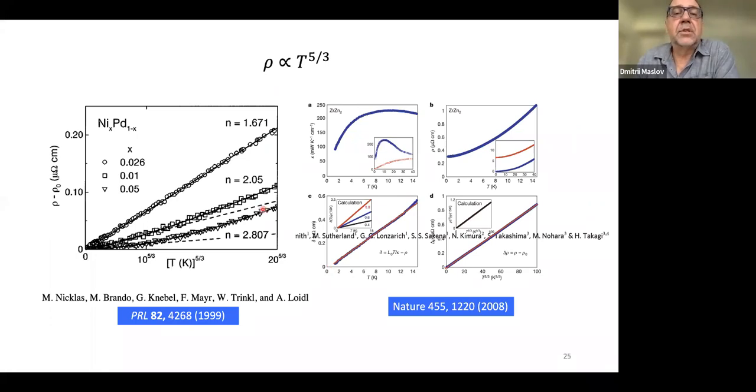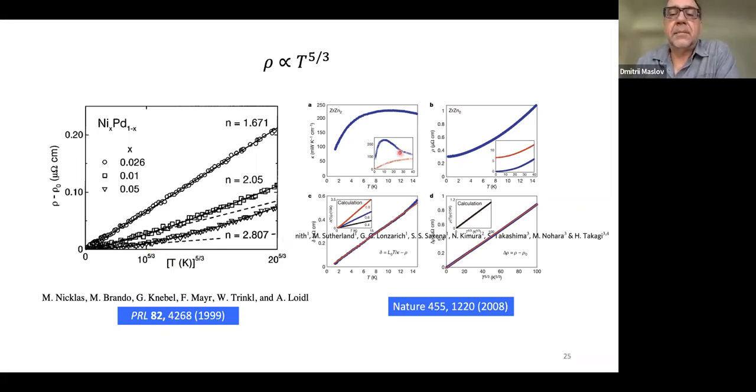Okay, so this is a compilation of the data on the five thirds scaling in quantum critical ferromagnets. This is a system of palladium with nickel. Palladium by itself is almost a ferromagnet, and it becomes a ferromagnet if you add a little bit of nickel, 0.026. And this critical concentration is shown here. And the exponent is very close to 5/3, which is seen here because the resistivity scales perfectly as temperature to the 5/3.